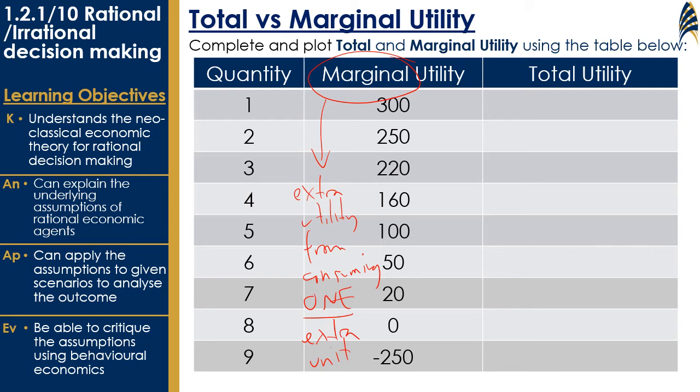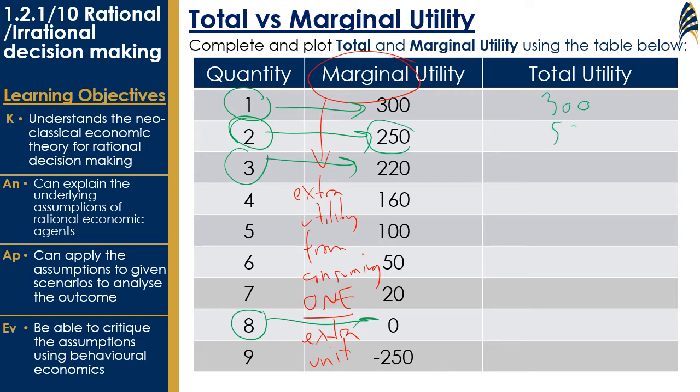One extra. So we consume 1 extra unit here, number 1, and that's the extra utility. The second unit we consume, we only get 250. Notice the total is still rising, but the extra you get from each unit is getting slightly smaller every time. Right down to the 8th one, we get absolutely no extra utility. So in terms of total, you probably filled this in. 1 unit, you get 300. Second unit, you get an extra 250. So we're now on 550. Third one, you get an extra 220. So we're now on 770. Next one, extra 160. So that's 930, is it? And so on. And I think on the next slide, you've got all the answers.